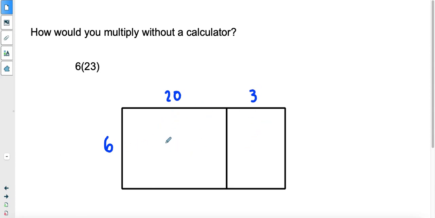6 times 20, that's 120. 6 times 3 is 18. And now to get the total area, I just need to add those together. And when I do that, I get 138. And that's my answer.